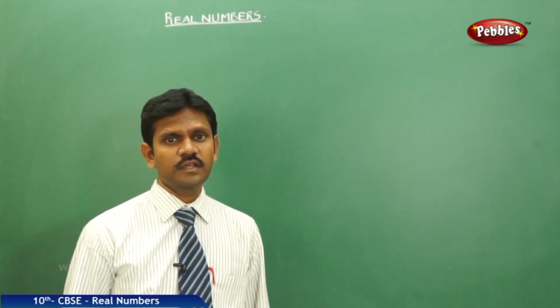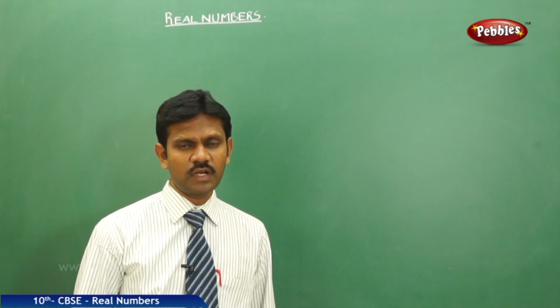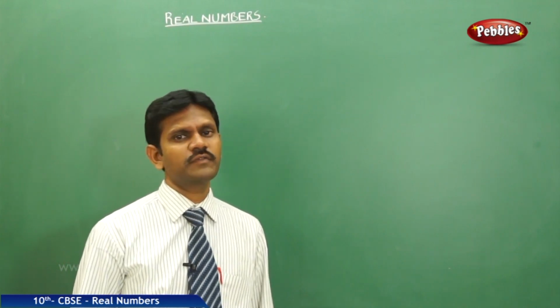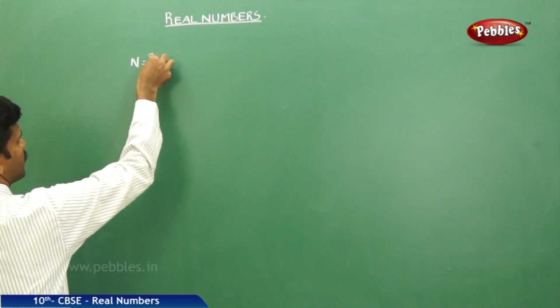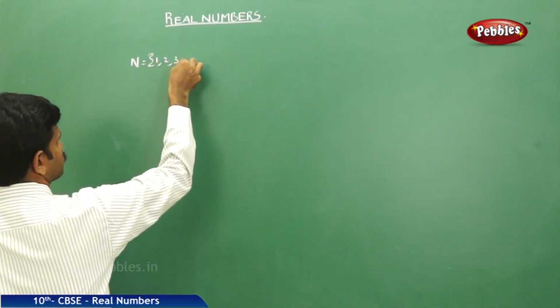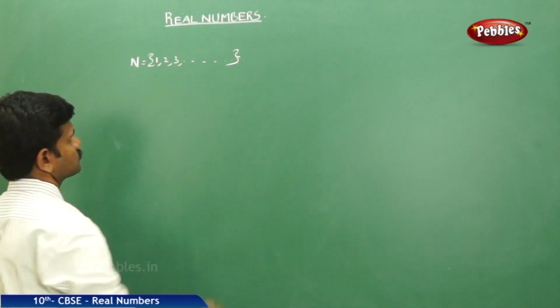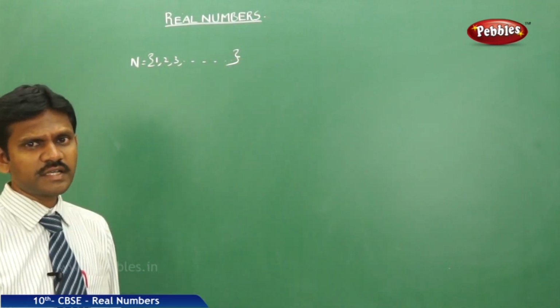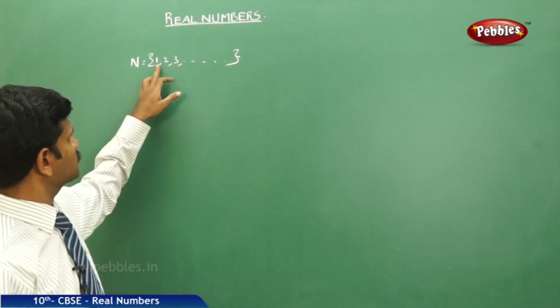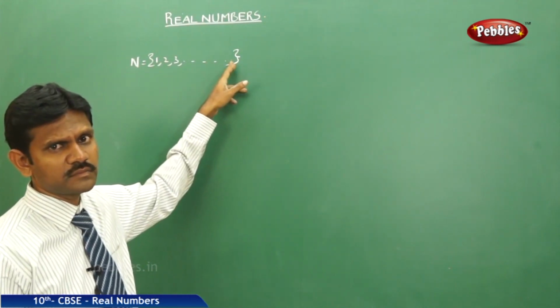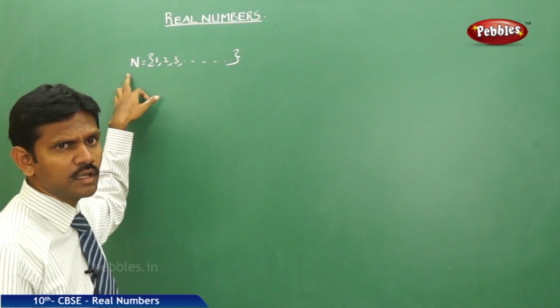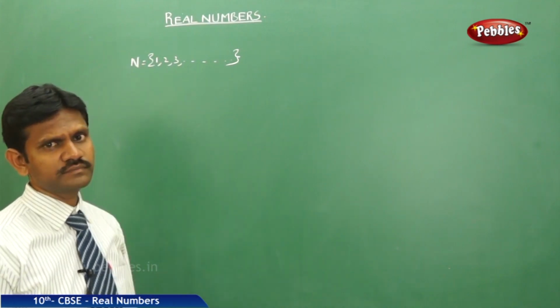In the set of natural numbers, the least number is 1 and the highest number cannot be defined. That is, N is equal to the set {1, 2, 3, and so on}. The set of natural numbers is denoted with capital N.